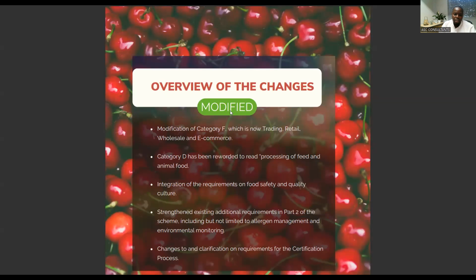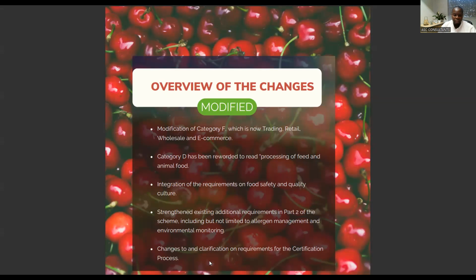The integration of the requirements on food safety and quality culture, which has been very specific as to, in terms of the guidance document, what will be required from the sites in order to be found compliant with this requirement. There has also been strengthened existing additional requirements in Part 2 of the scheme, including but not limited to allergen management and environmental monitoring. I have also included this guidance document for environmental monitoring because if you look at the audits that have been conducted since 2020, this is where the problem has been, under environmental monitoring. And I do hope that today we are going to provide clarity to assist in terms of interpreting this requirement.